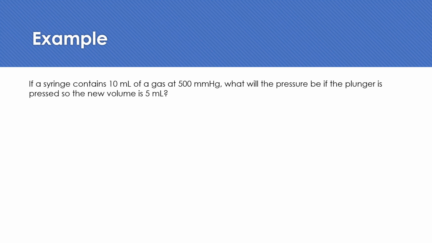So we say, okay, P1V1 equals P2V2. Let's identify. 10 milliliters, that's our initial volume, so that's V1. 5 milliliters, that's our second volume, so that's V2. And then 500 millimeters of mercury, that's our initial pressure, so that's P1. We're solving for P2, so we want to know what the pressure is afterwards.